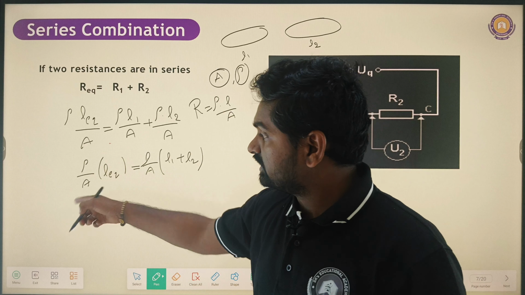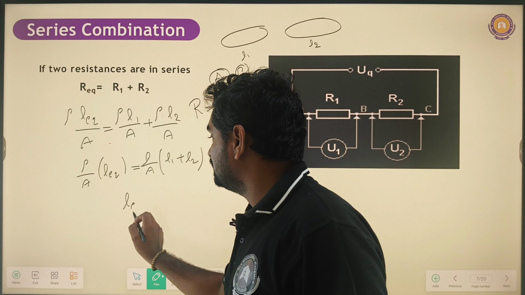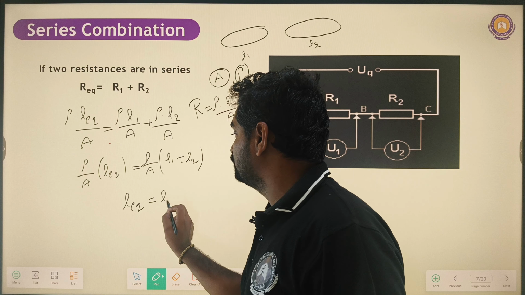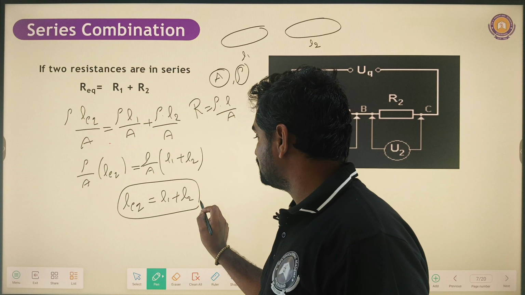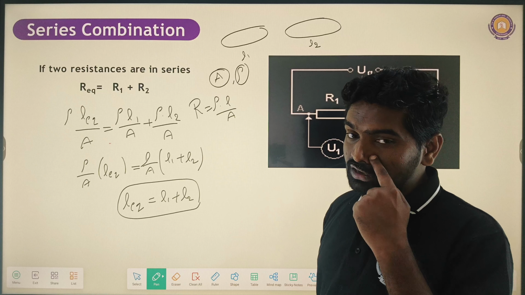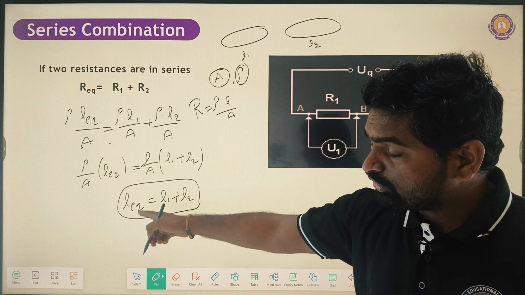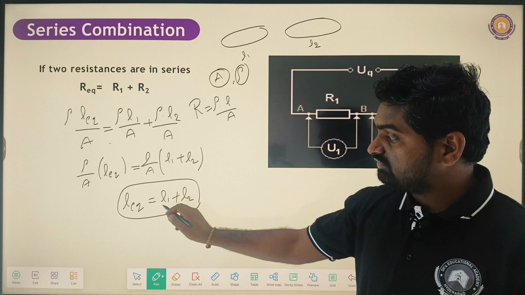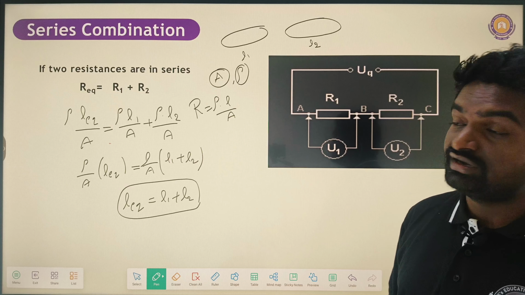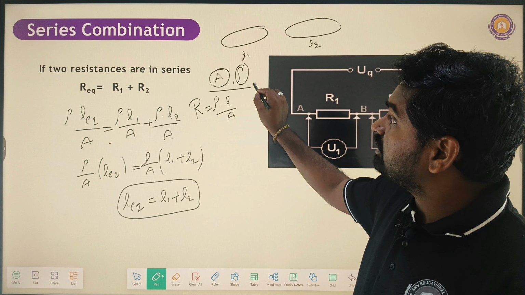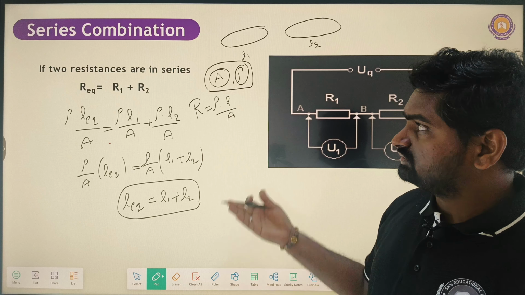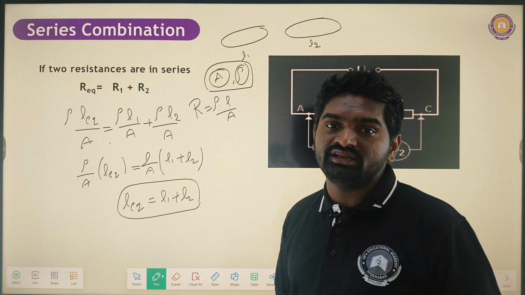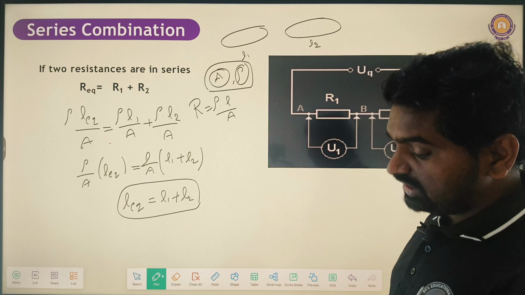Clear? This one cancel. So finally L equivalent is equal to L1 plus L2. If two resistors are connected in series combination, total equivalent length is equal to L1 plus L2. This is important, if the area of cross section is constant. Rho is always constant because it depends upon the material. So this is one of the important concepts.